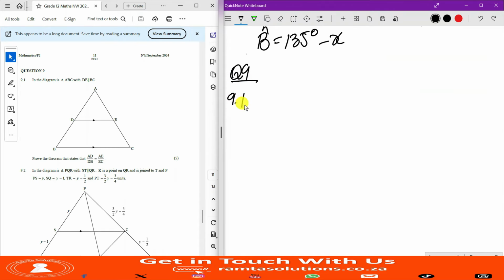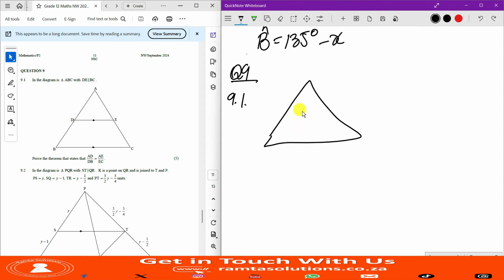Question 9.1 says, in the diagram is triangle ABC with DE parallel to BC. Now prove the theorem that states that AD over DB is equal to AE over EC. This is the theorem that we call the proportionality theorem. I can't copy this, so let me just draw it. So this is what we have: A, D, E, and then B, C. DE is parallel to BC.